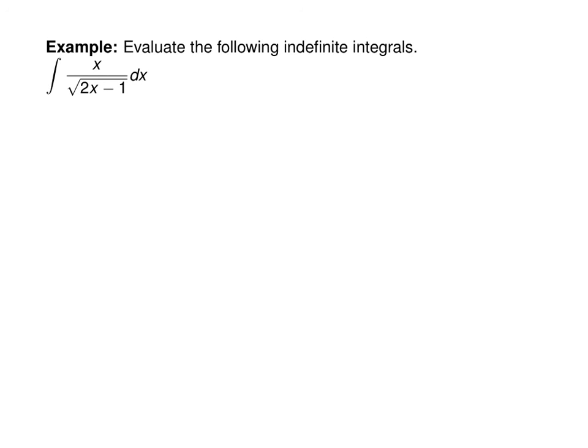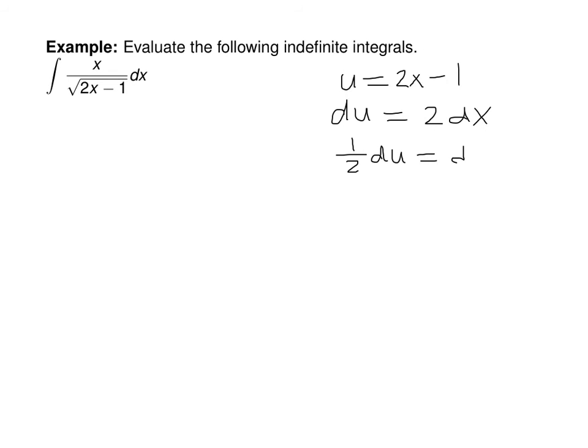All right, here's an example of a u substitution that's a little bit tricky. So try to let u equal 2x minus 1. The derivative of u will be 2 dx. So you can replace dx by 1/2 du. Okay, now this gives you x over root u, pull the 1/2 out in front, du.